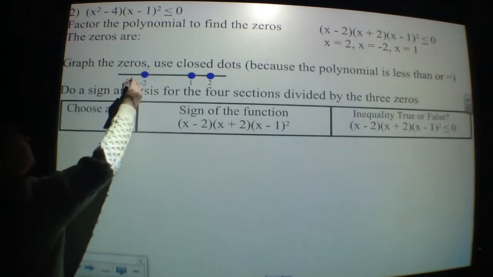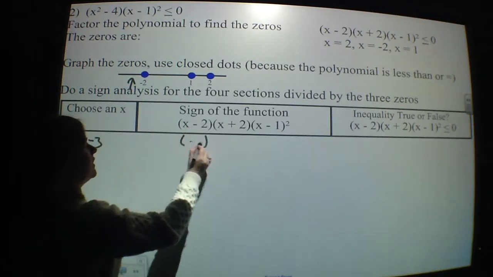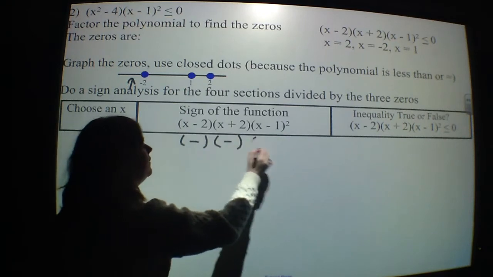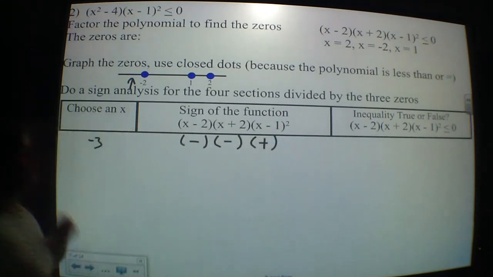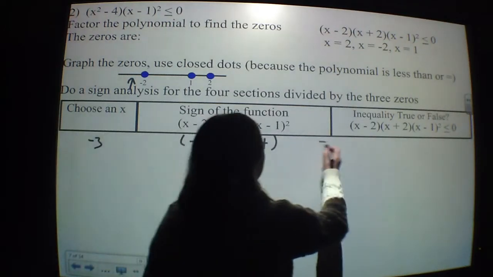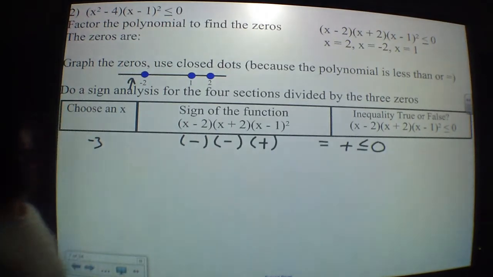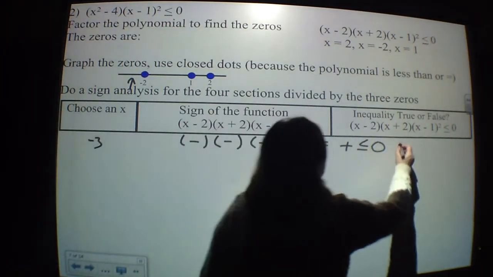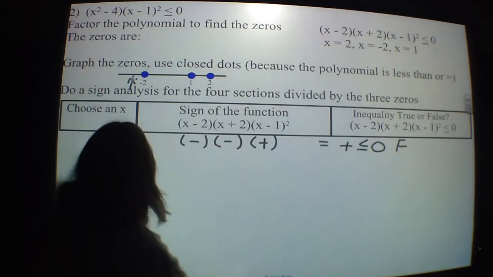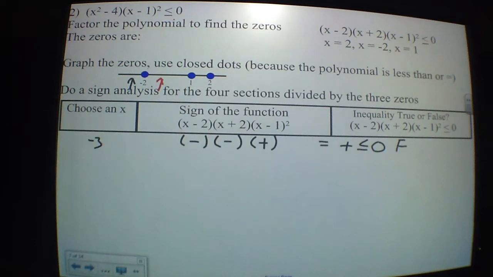So pick anything over here. Let's say negative 3. If I plug in a negative 3 here, I have a negative. Anything squared is going to be positive. So a negative times a positive gives me a positive. Is a positive less than or equal to 0? Nope, that's false.